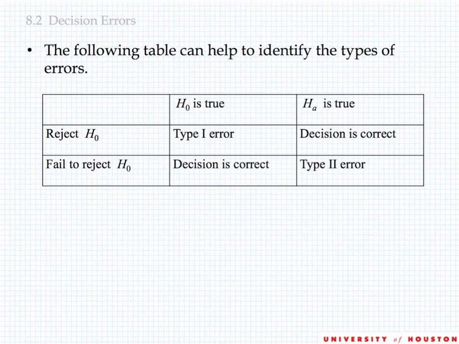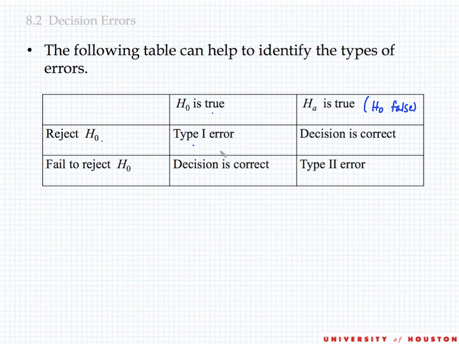The following table can help us identify our types of errors. So, if our null is true but we reject it, that's a type 1. When our null is true and we fail to reject, that's a correct decision. When our alternative is true, in other words, our null is false, and we reject, we've made a good decision. When our alternative is true and we fail to reject, we've made a type 2 error.